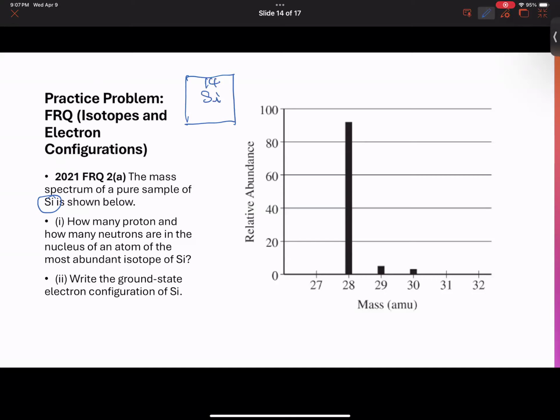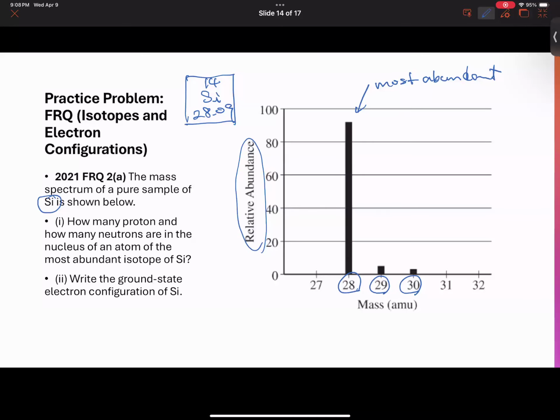Silicon has 14 protons, 14 electrons, and 28.09 AMU of mass. How many protons and how many neutrons are in the nucleus of an atom of the most abundant isotope of silicon? Silicon has silicon-28, silicon-29, and silicon-30 right there, and their relative abundance is the y-axis. So clearly this one is the most abundant. Its mass is actually not exactly 28, it's 27.99-something, but close enough to 28.